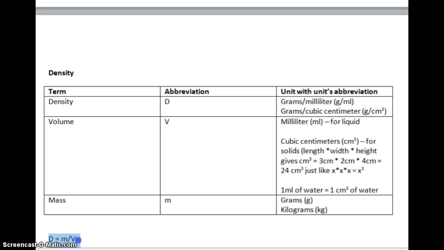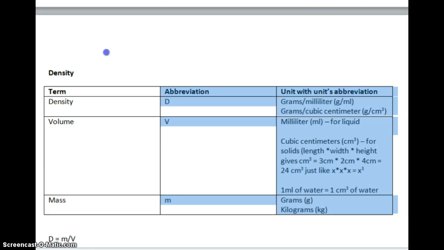The equation is density equals mass over volume. There are no math problems on this quiz. There will be later, but not on this quiz. However, you do need to know this stuff for the quiz. So there will be questions, but no actual math problems on the quiz.